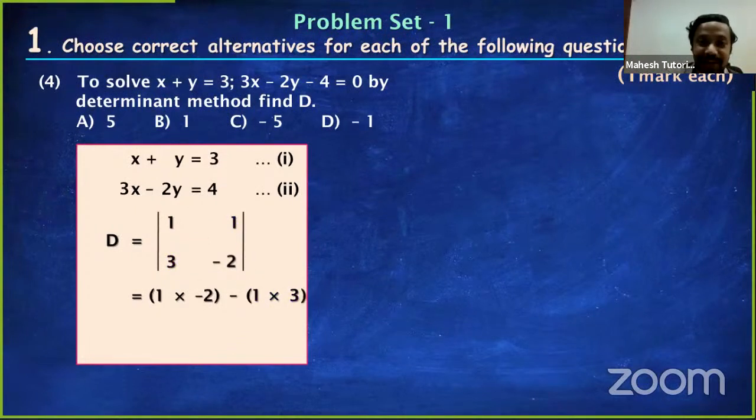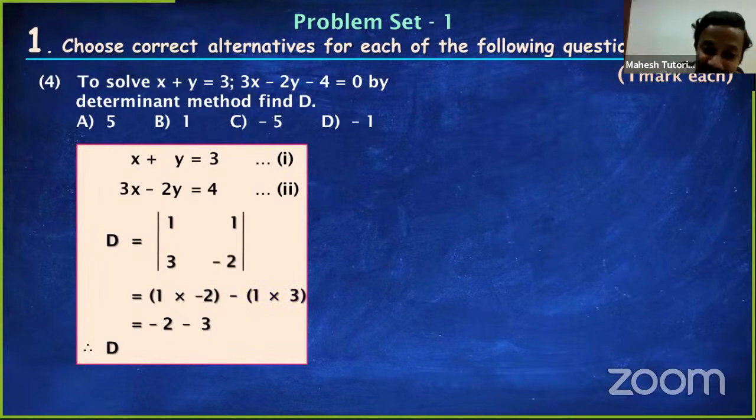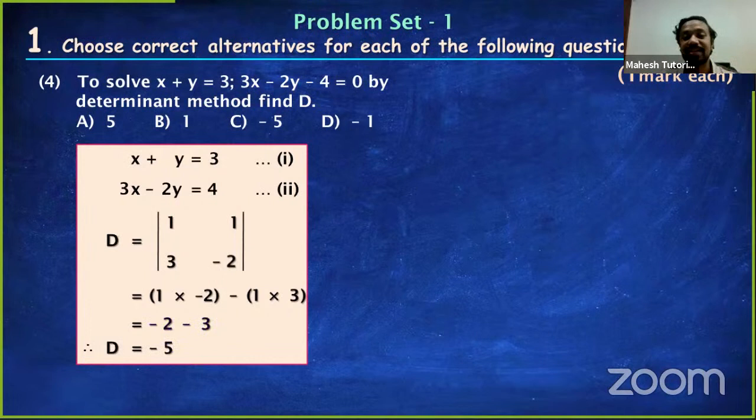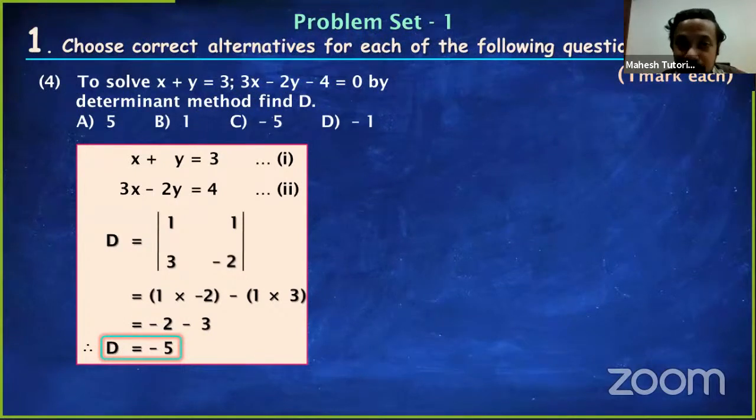So now students, solving it further, 1 into minus 2 will give us what? Minus 2, keeping minus sign as it is. 1 into 3 will give us how much? 3. Minus 2 minus 3 will give us how much? Minus 5. So in that case, students, we get the value of determinant D, that is minus 5. So can you tell me out of A, B, C, and D, which would be the correct option? Absolutely correct. C is the correct option.